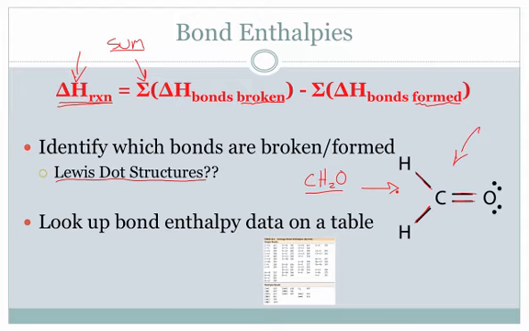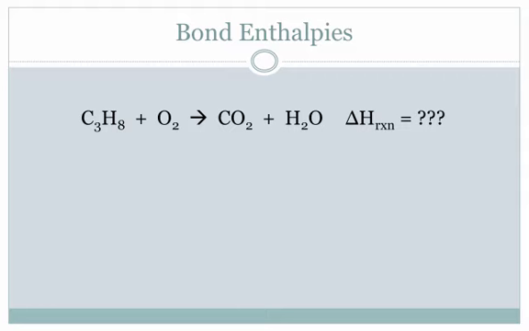Finally, once you've identified bonds broken and formed, and once you've looked up all your data values, it's simply a matter of plugging them into the equation above and calculating the actual delta H for the overall process. And that's exactly what we're going to do next. I'm going to show you a reaction on the next slide, and then we'll calculate the delta H of it using bond enthalpy data. So here's our chemical reaction.